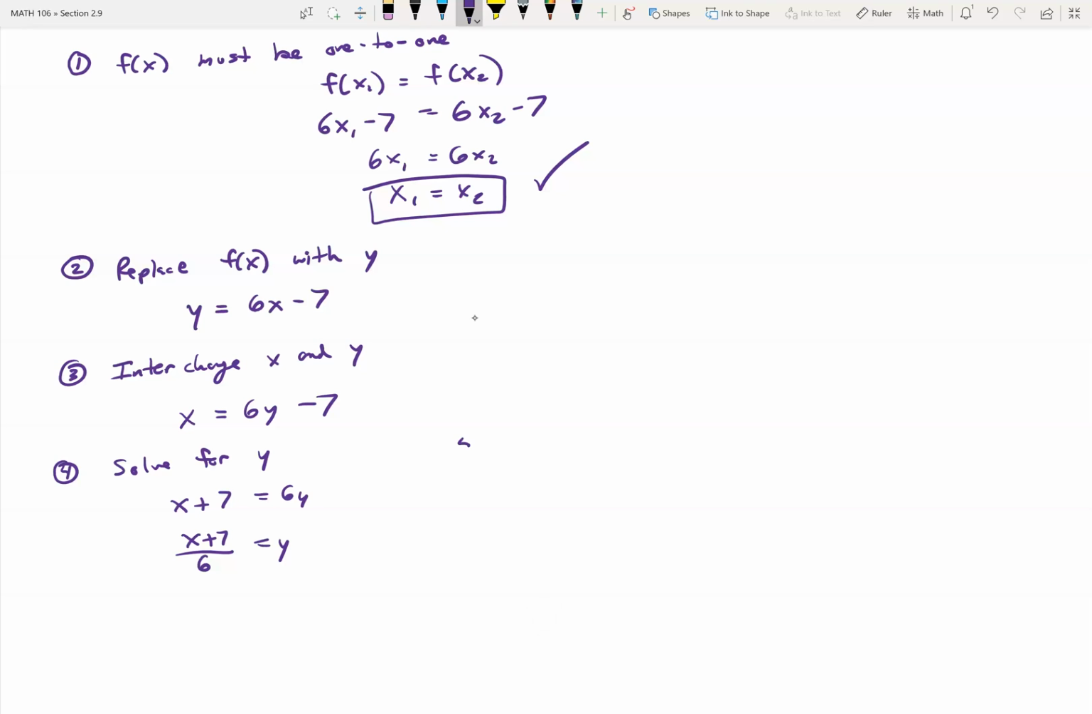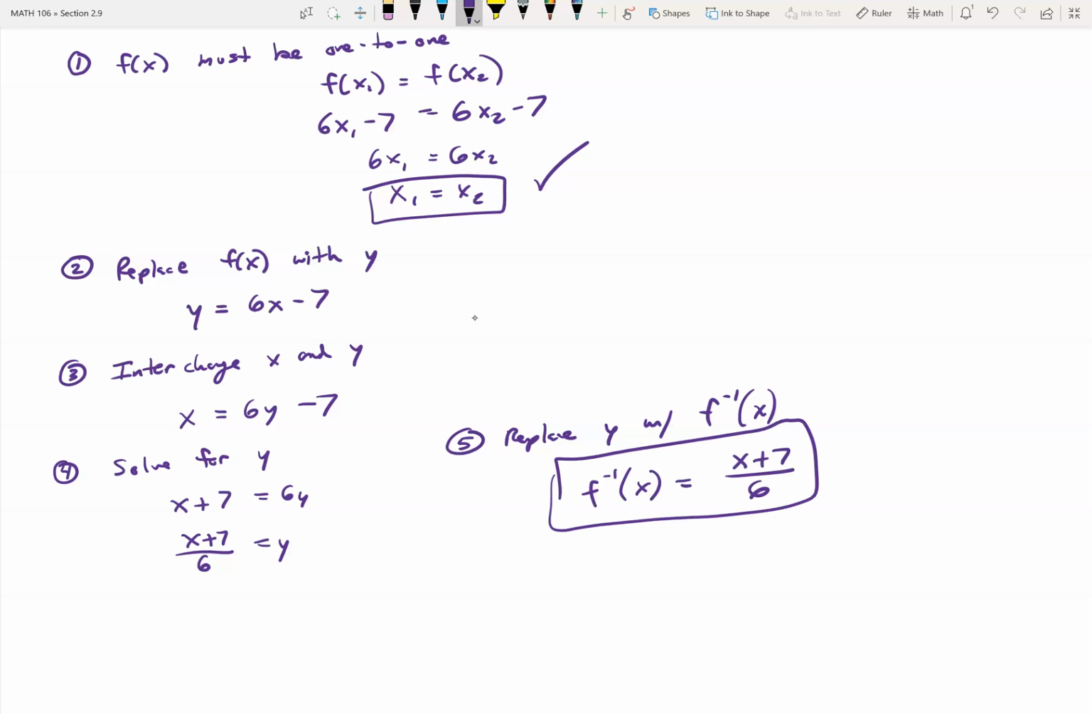And then the last step is to replace y with f raised to the negative 1 of x, because we've now found the inverse of the original function. So the inverse of f of x is x plus 7 over 6. All right, so there's our inverse function.